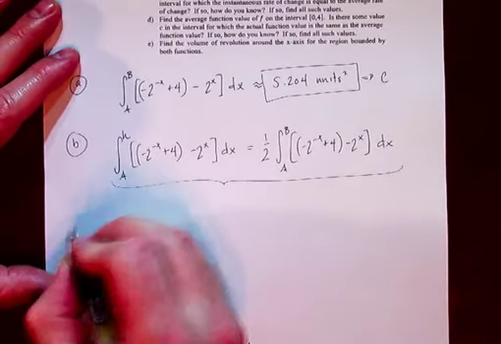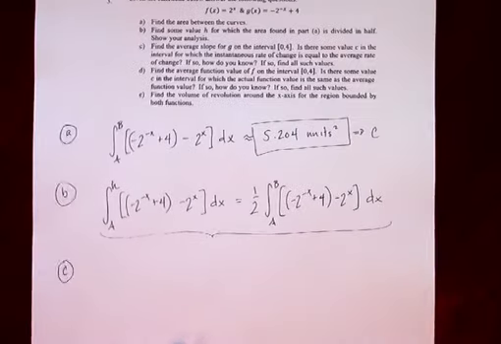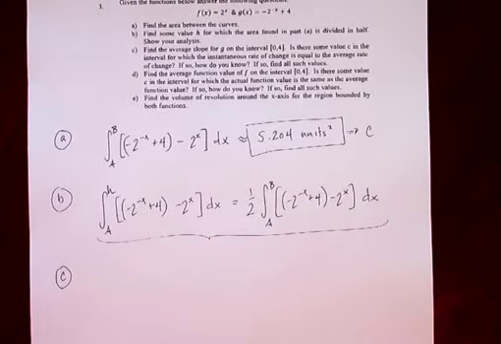Okay. Now, part C. Find the average slope for g on the interval 0 to 4. Is there some value of c in the interval for which the instantaneous rate of change is equal to the average rate of change? If so, how do you know? If so, find all such values.